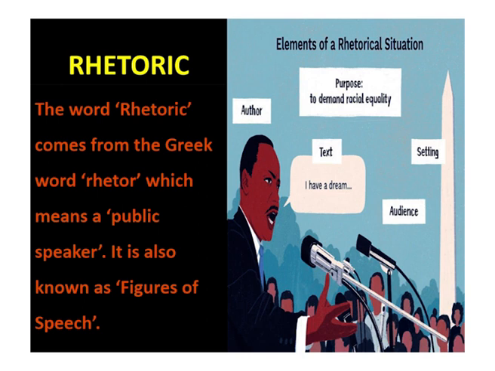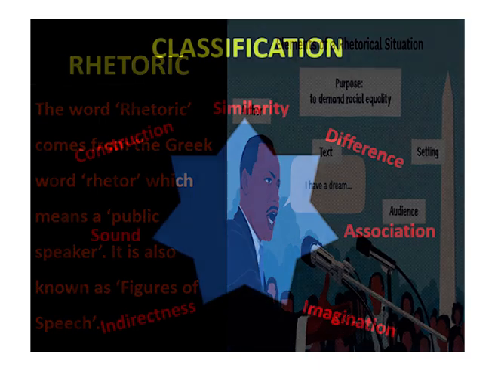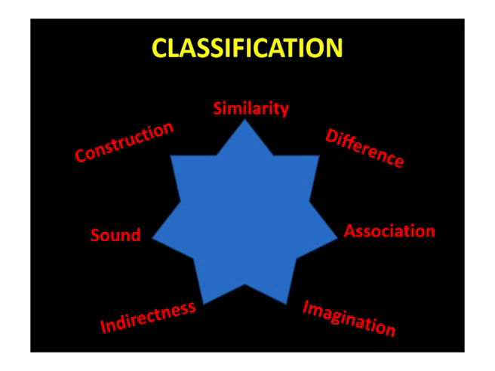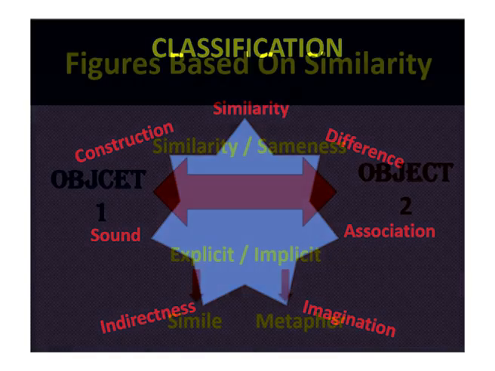In your curriculum, you will find the chapter called Figures of Speech or Rhetoric, both in your content page. So we will be looking at the figures of speech, its classification and the types. The figures of speech is therefore based on 7 parameters. They are similarity, difference, association, imagination, indirectness, sound, and construction. In today's video, we will be looking at the figures of speech based on similarity.